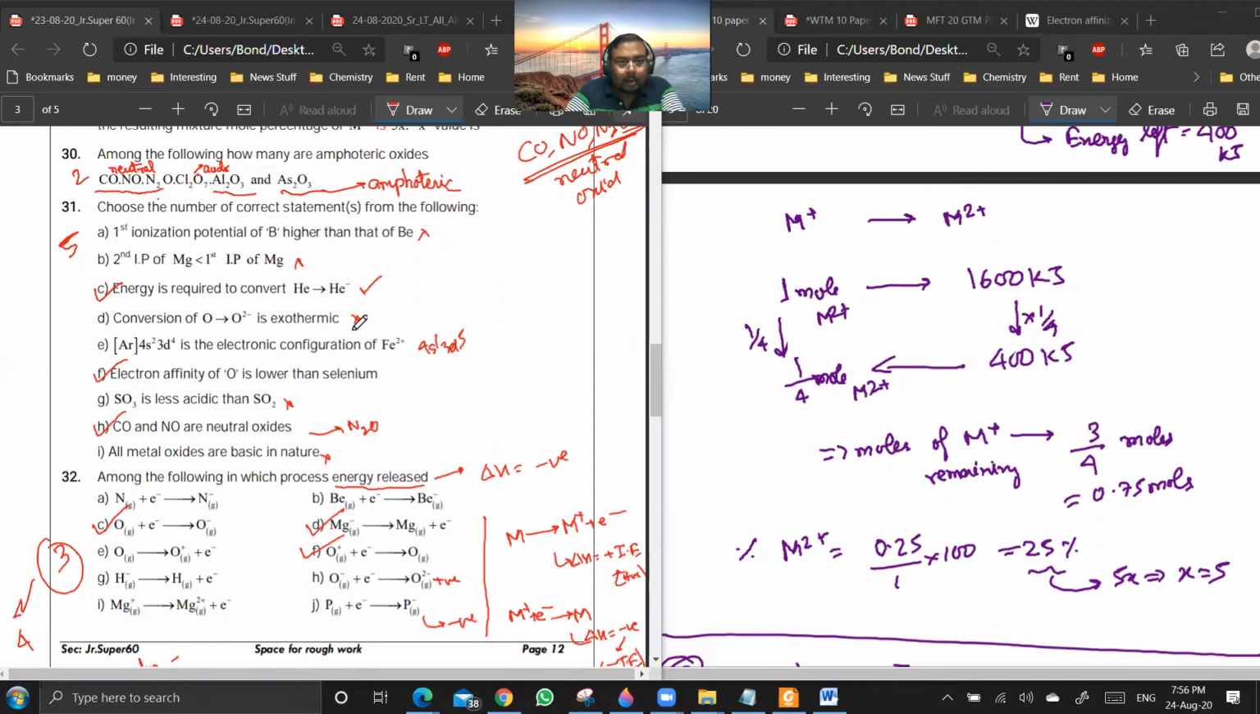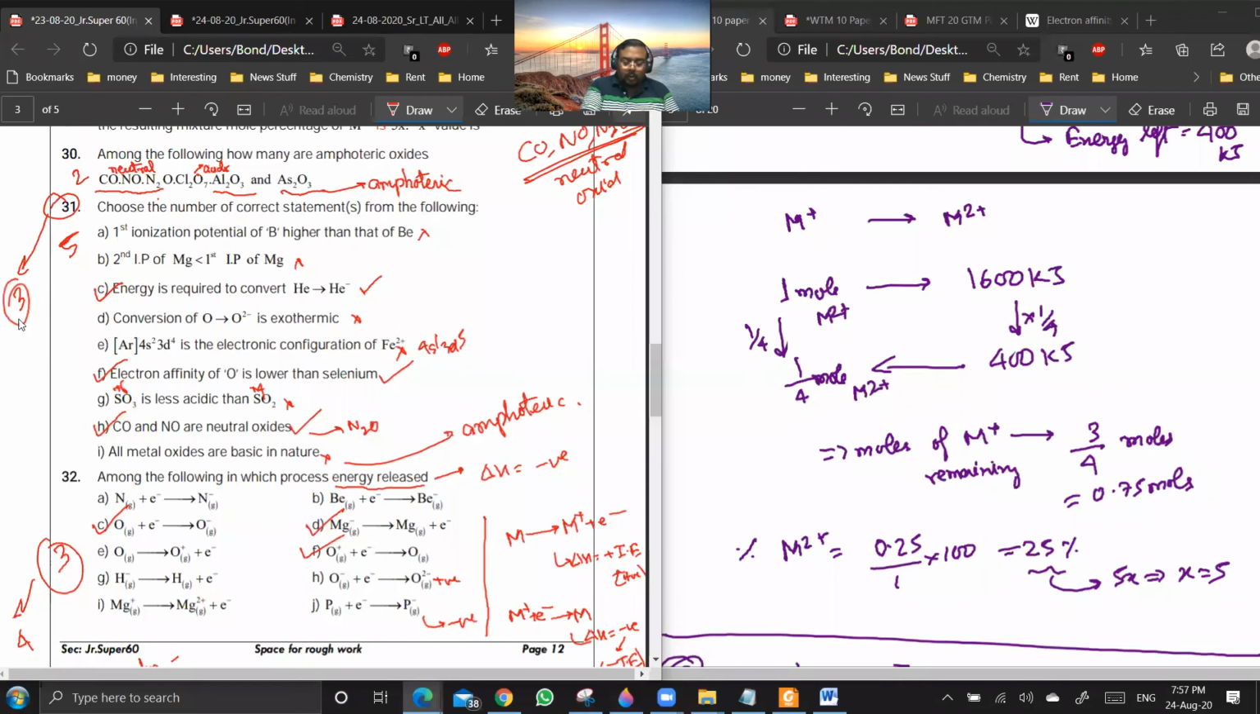Now Fe2 plus will have 4s1 3d5, a configuration similar to chromium actually. So that is correct. Then electron affinity of oxygen is lower than selenium. This is the correct statement. SO3 is less acidic than SO2 is wrong because it is +6 and +4. CO and NO are neutral oxides. That is correct. All metallic oxides are basic in nature. That is incorrect, some metallic oxides are amphoteric also. So answer should be 3.